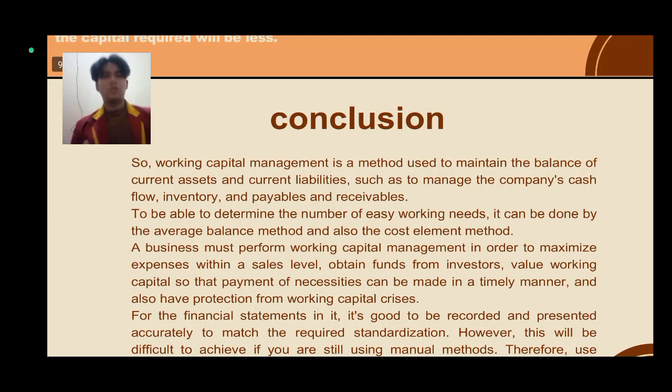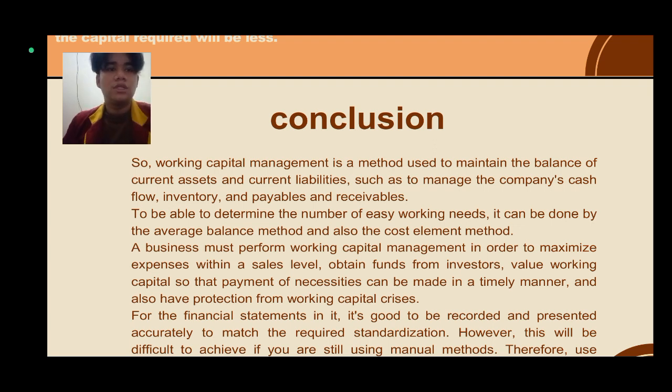And the conclusion is: working capital management is a method used to maintain the balance of current assets and current liabilities, such as to manage the company's cash flow, inventory, payables and receivables. To determine working capital needs, a business can perform working capital management in order to maximize expenses within a sales level, obtain funds from investors, manage working capital so that payment of necessities can be made in a timely manner, and also have protection from working capital crisis.